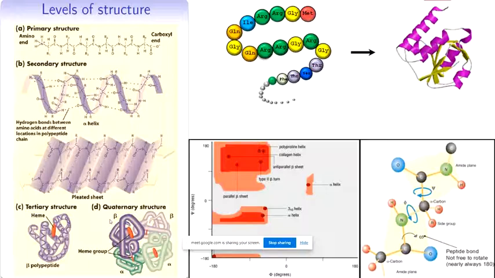Primary structure is the sequence of the protein, starting from the N terminal ending to the C terminal. That is the sequence of the protein. So it starts with a single amino acid. The amino acid chain: amino acid 1 connected to amino acid 2 connected to amino acid 3 connected to amino acid 4. This is the primary structure. Here we only have the sequence of the protein.